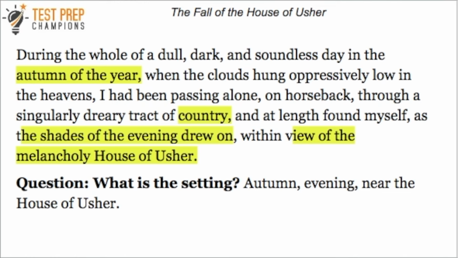Again, the setting is when and where the story takes place. There's a couple details here that tell us when and where this is taking place. First of all, we see that this is taking place in autumn, or fall, of the year. We also see that this is taking place in the evening. We're not sure exactly if it's 6 o'clock, 7 o'clock, whenever, but it tells us that the shades of evening drew on. We also see that this is within view of the House of Usher. We're not exactly sure what the House of Usher is. It's not made clear yet at this point in the story, but it's near this so-called House of Usher.